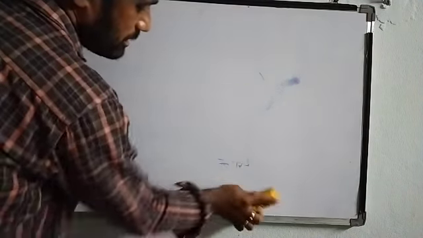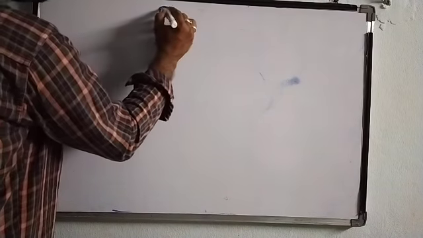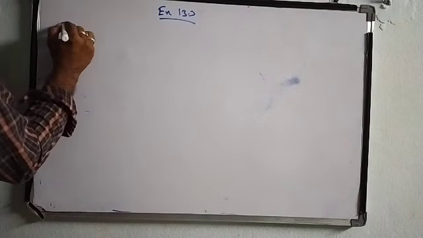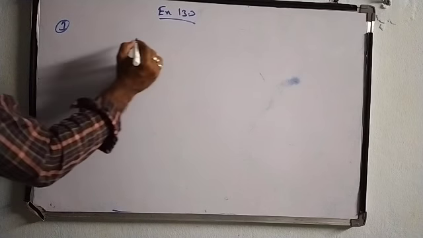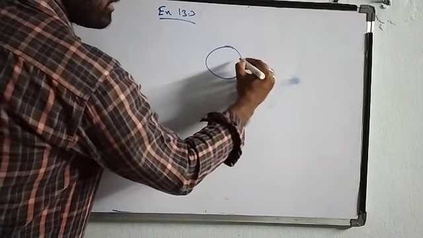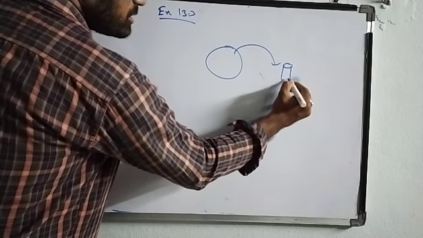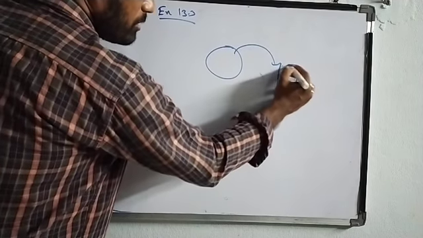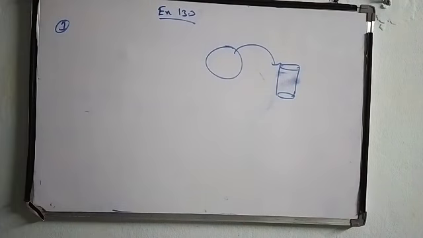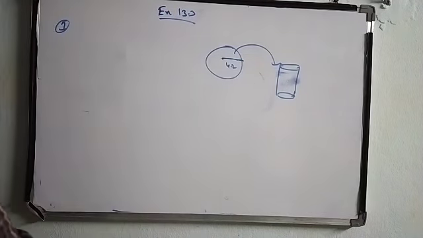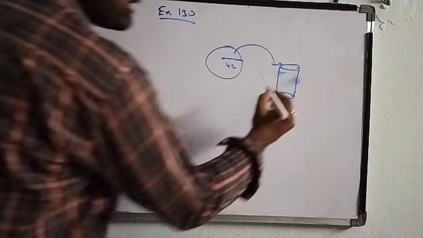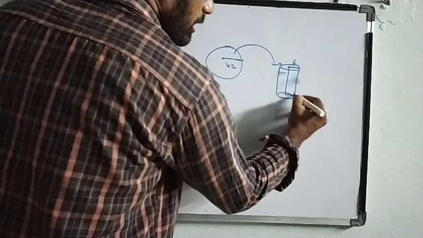Exercise 13.3. Let us go with the first question. A metallic sphere of radius is melted into the shape of a cylinder. So a sphere shape we are melting into the shape of a cylinder. Since we are melting from one shape to another shape, the volumes will never change. Here the dimensions are, radius is 4.2 centimeter and radius is 6 centimeter in this. We have to find the height of this cylinder.